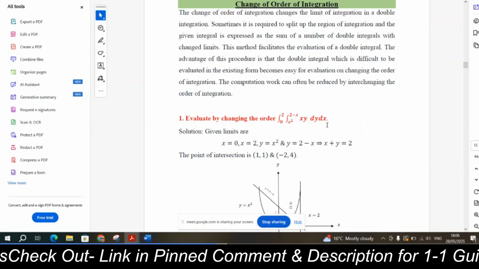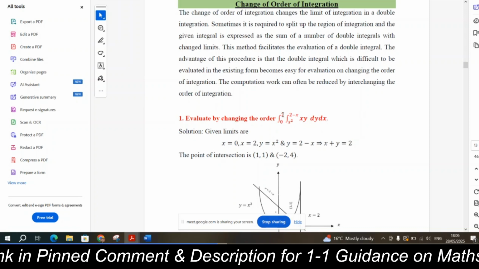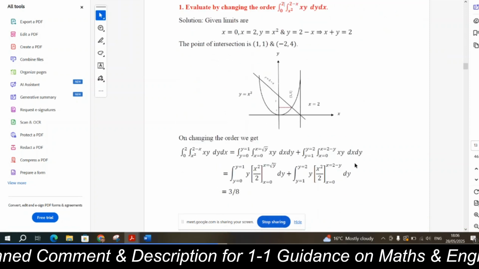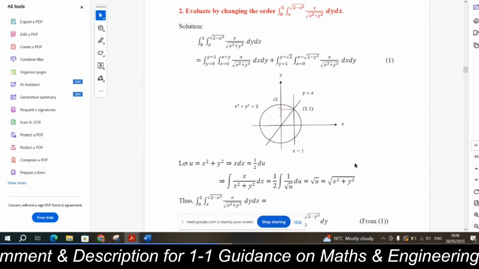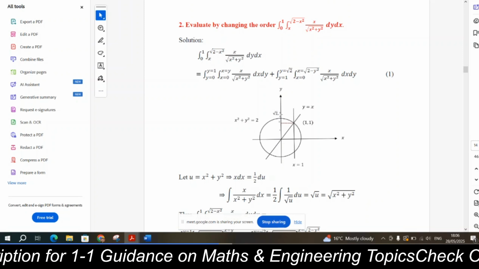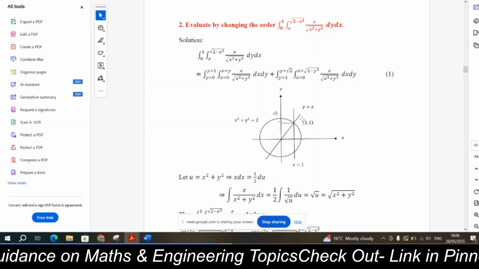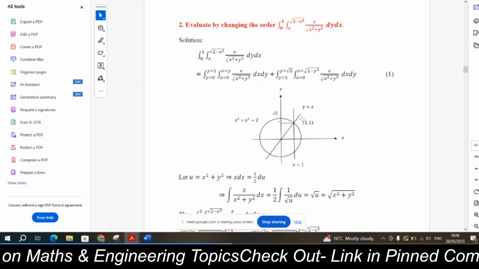and solve the question without changing the limit, changing the order directly as it is. Let me know what you get. So basically, you want me to do the y part first and then the x part, right? Yes. But instead of 0 to 2, you'll have 0 to 1. Okay. Coming back to this particular question, you are clear which area we are focusing on?